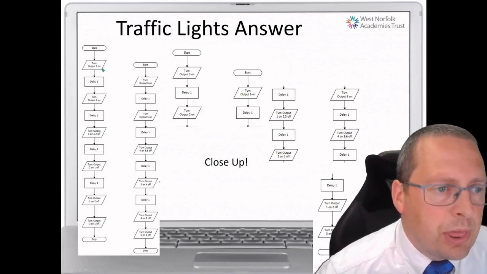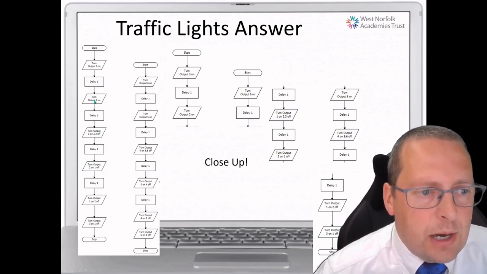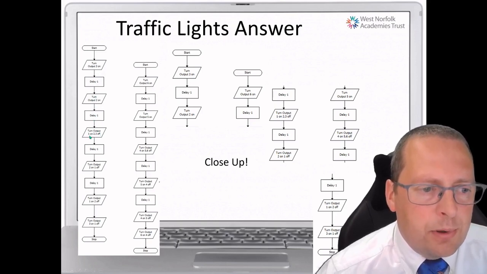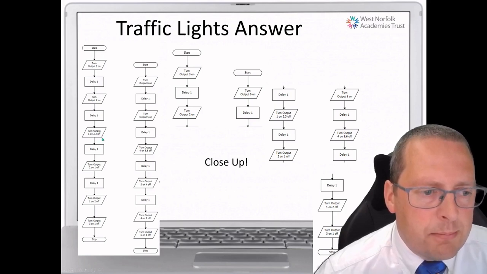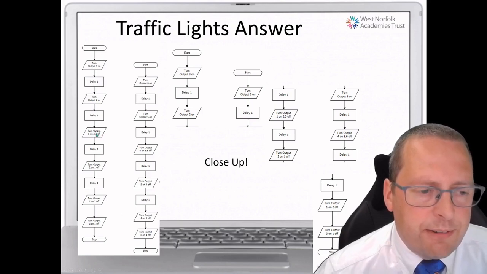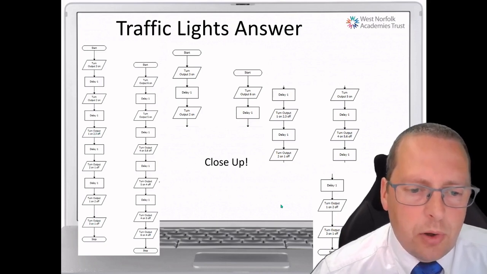So this is the answer that you probably had last week. We've got turn output 3 on, which was the red light. Wait, turn output 2 on, which was the amber light, wait another second, and then we've got turn outputs 1 and 2 on, and 3 off. So you can build it up using different outputs at the same time, and hopefully you've got that answer, something along those lines.